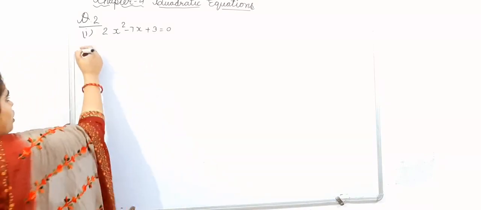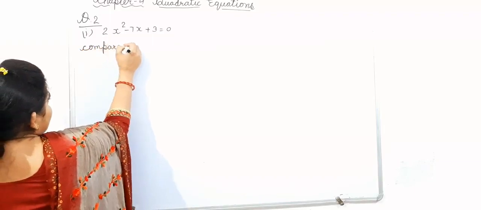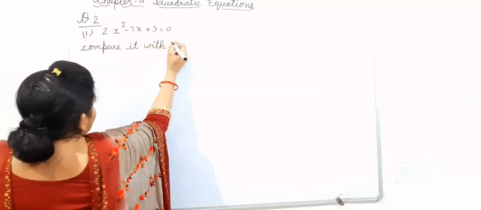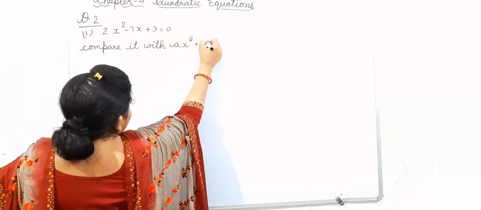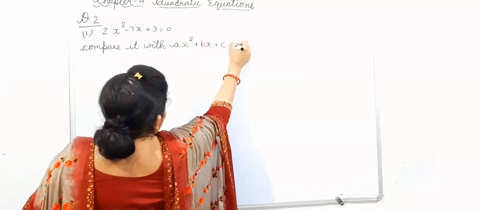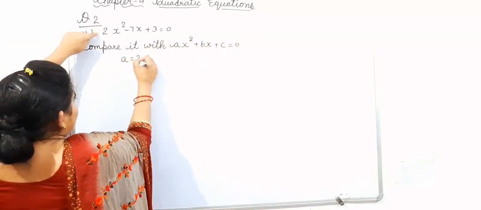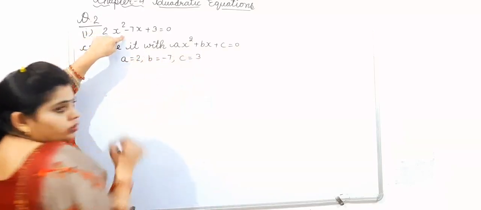So, first of all, we will compare it with the standard equation ax square plus bx plus c is equal to 0. So from here a is equal to 2, b is equal to minus 7, c is equal to 3.